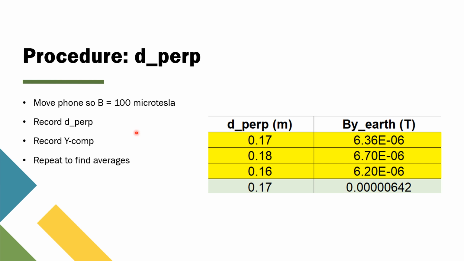Next, the D perpendicular procedure. We moved the phone so that B equals 100 microtesla, and then we recorded D perp, and we recorded the Y comp, and we repeated to find averages. So again, same thing. We have the three trials here, and then averages down here.